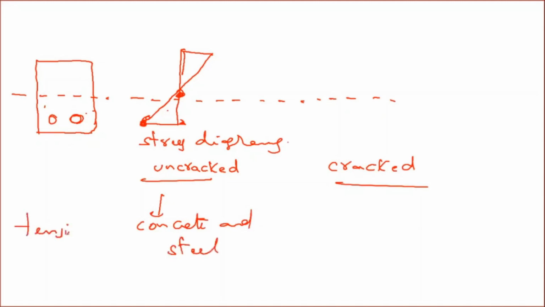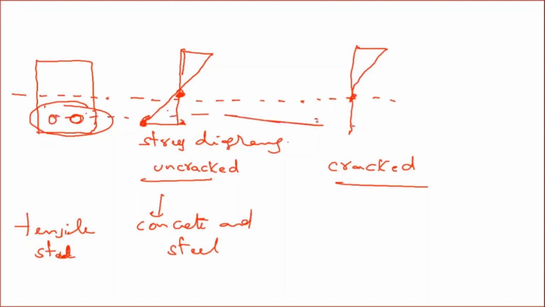Whereas in the cracked section, cracked section means the concrete has already cracked in the tensile zone. Once it cracks, it will not carry any tensile stresses. Instead, whatever steel is there, only that will carry the tensile stresses. So in case of the cracked section, only steel will carry the tensile stresses.